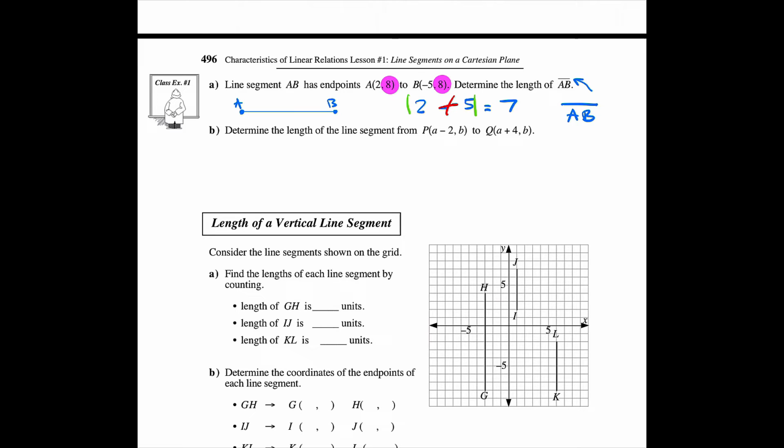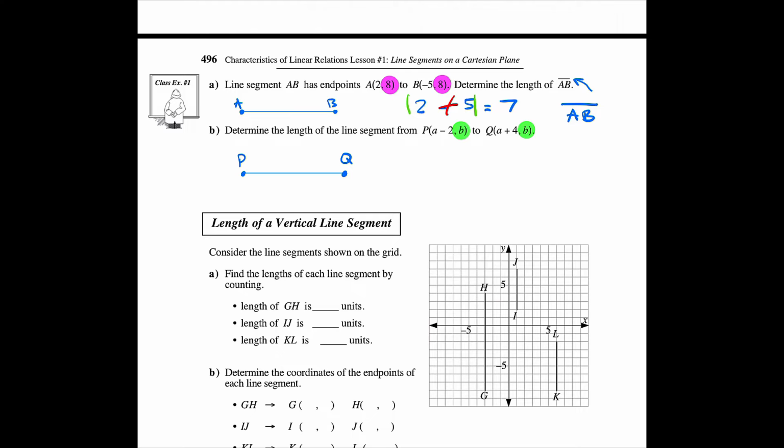Okay, determine the length of a line segment from point P to point Q. Now again, what I want to do is take a look and see, is this a horizontal line? So I'm going to look at the Y value and the Y value. And they're both, in this case, B. So it's a variable, not a number, but they're both B, so they are the same, indicating that it is a horizontal line going between point P and finishing off at point Q.